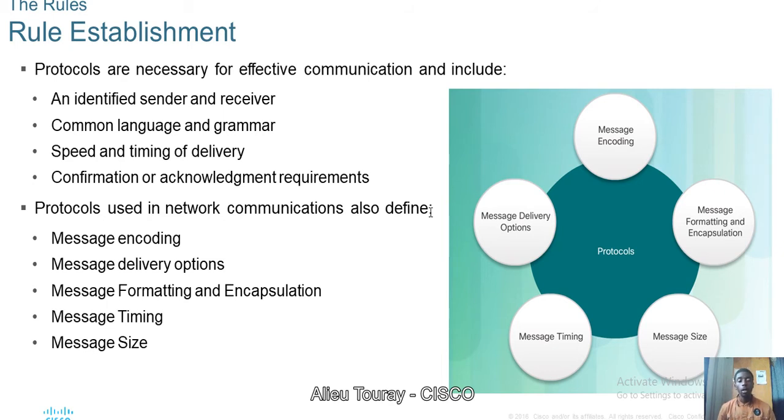So this side is about human communication. Let's go to computer communication, or the computer network. In a computer network, the fundamental part of communication here is message encoding. That means to put the message in a format that the recipient will understand. Then the delivery options: we have different delivery options. We have one-to-one delivery, we have one-to-group delivery, and we have one-to-many delivery. We also have message formatting and encapsulation. Message formatting and encapsulation are different kinds of things. Formatting is how the message is put and how it is understood.